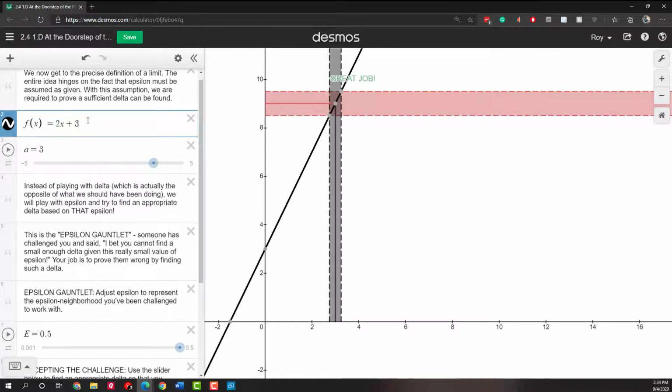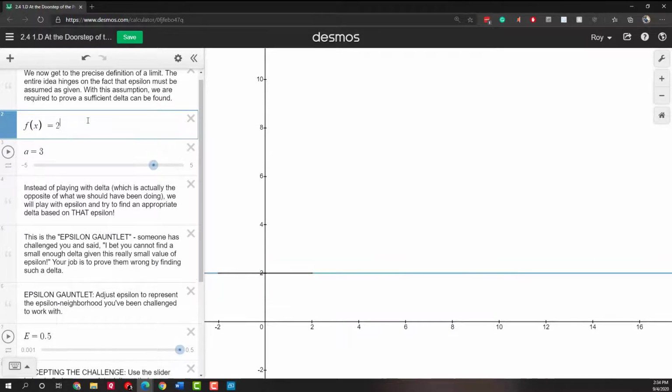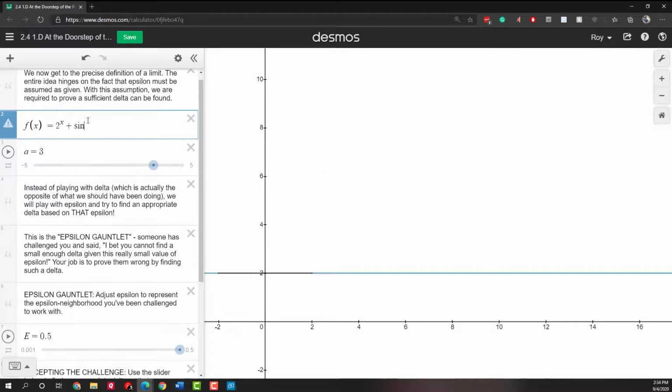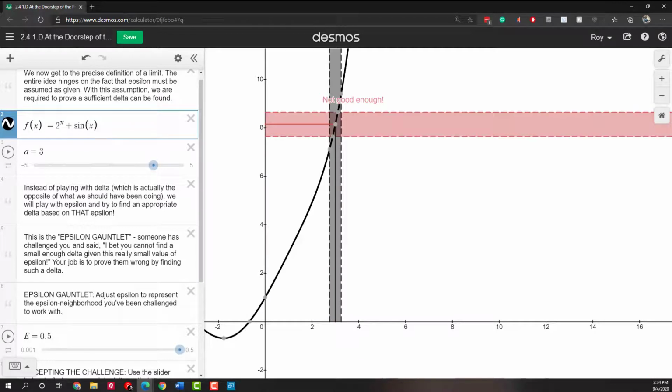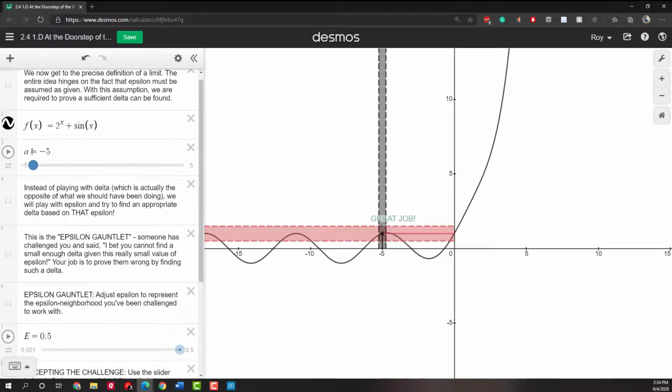Just go to this animation and change the function all day long. I don't care. It's not that big of a deal. So if you want to call it, let's say 2 raised to the x, and then maybe I'll hop down here and say plus sine of x. You can create any function you want. Notice I have that little wiggle. Let me move the a value.